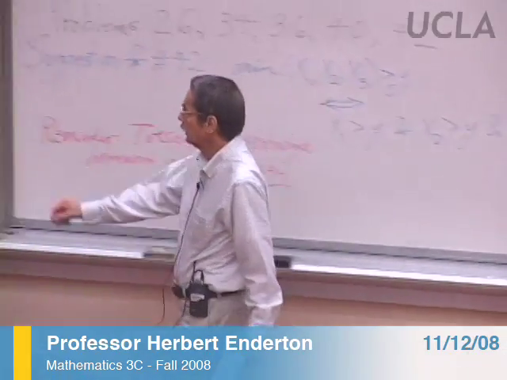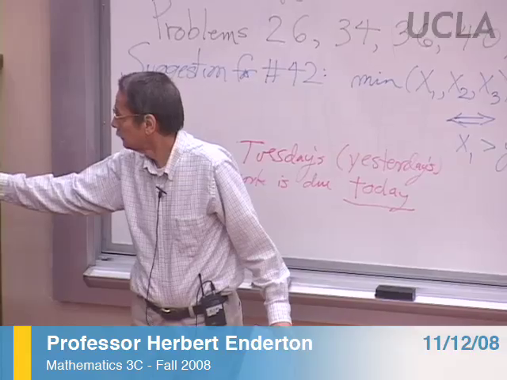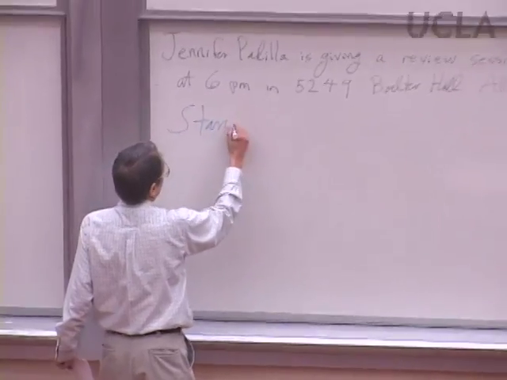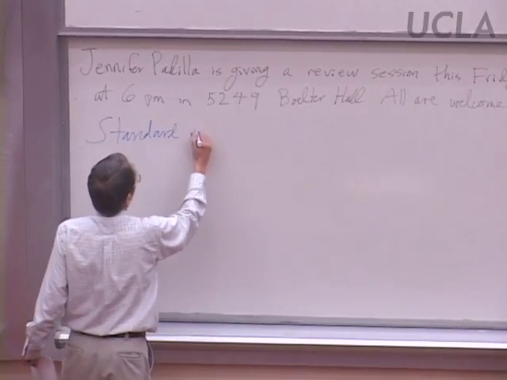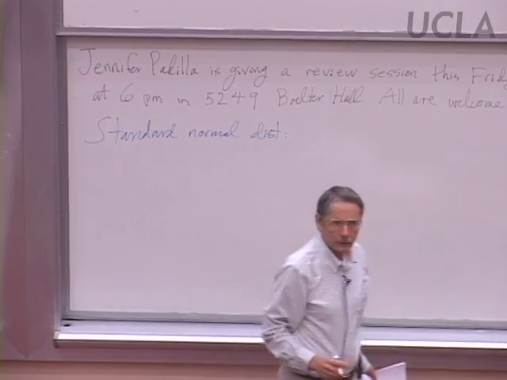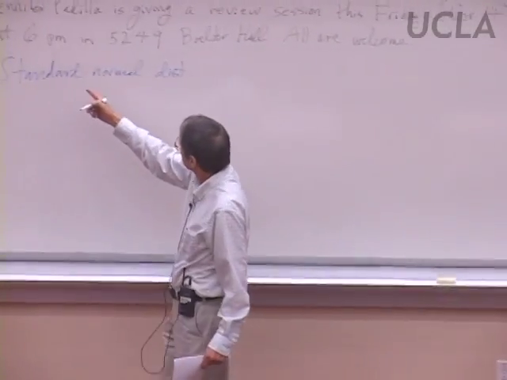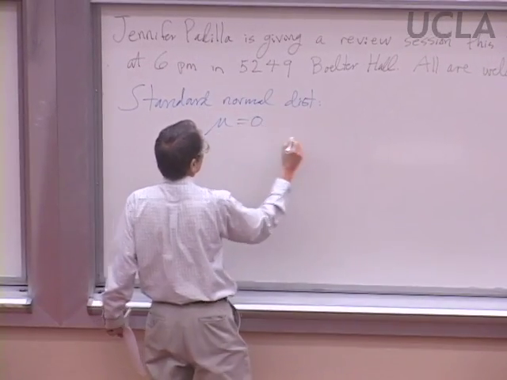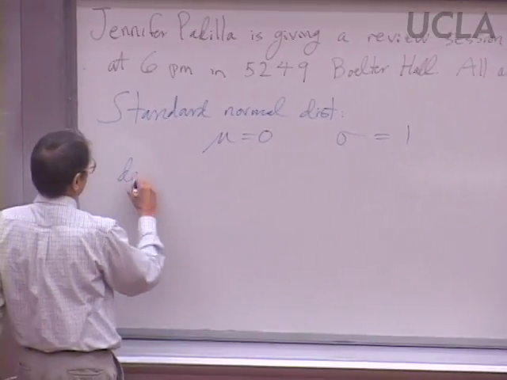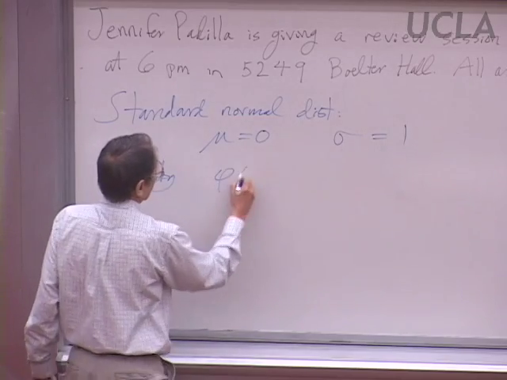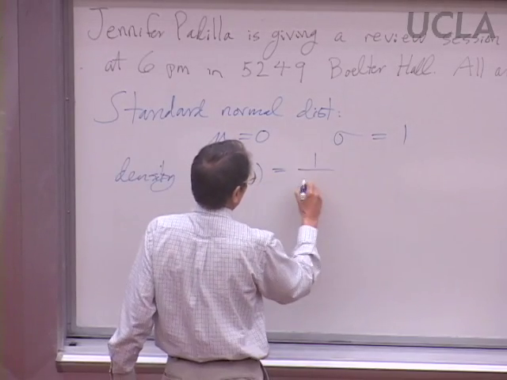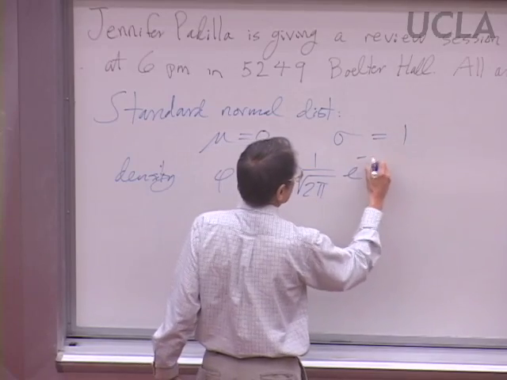We were talking about last week. So for the standard normal distribution, where by standard I mean that the mean is 0 and the standard deviation is 1, we had the density function we called phi: 1 over the square root of 2 pi e to the minus x squared over 2.